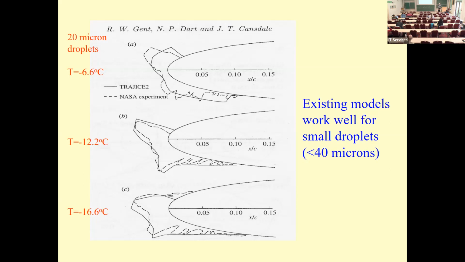So what's shown here is a comparison between an engineering code, TRAGICE 2, and experiments at NASA for the ice growth on the front of an aerofoil. This is over a range of temperatures, -6.6 down to -16.6. And really, the comparison is pretty close, or the agreement is quite close over that range. The solid lines are the code results, and the dashed lines are the experimental results.